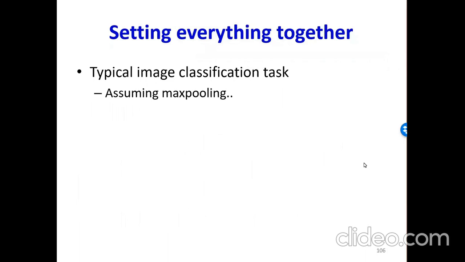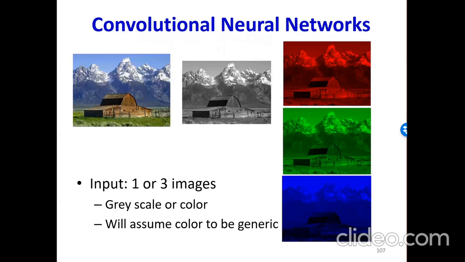So let's try to put everything together for a typical image classification task. I'm going to assume max pooling for downsampling. This may run a couple of minutes over, guys, just bear with me.